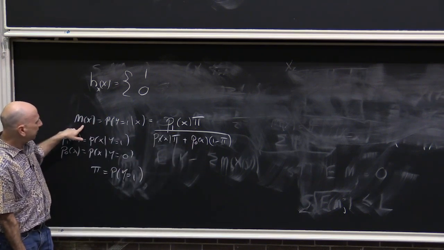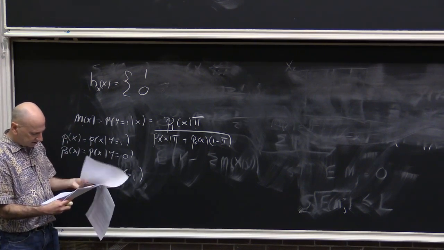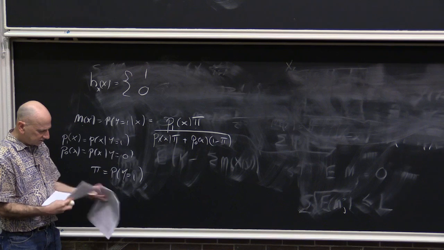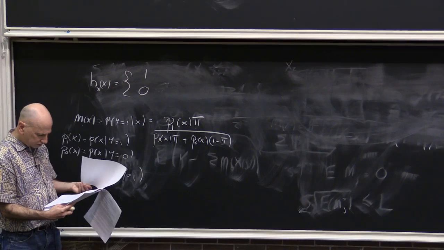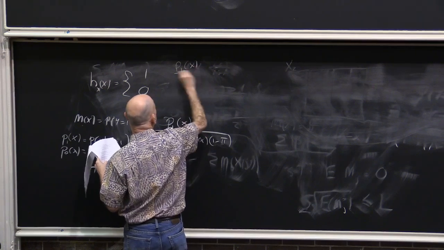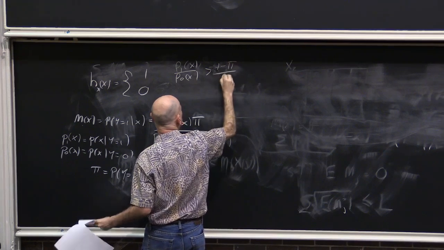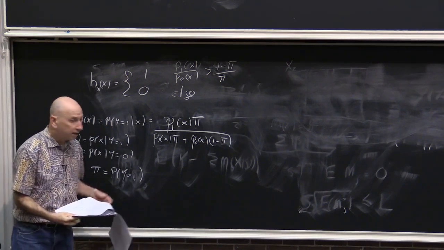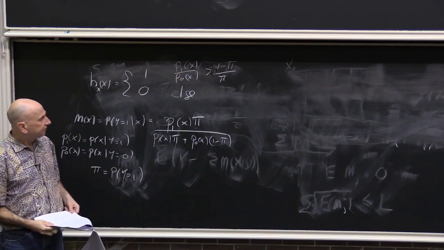And so it's saying that m of x is bigger than a half is the same, if I rearrange it now, as saying that p1 of x over p0 of x is bigger than (1 minus pi) over pi, and 0 otherwise. Right? Just rewriting it in terms of the class densities.